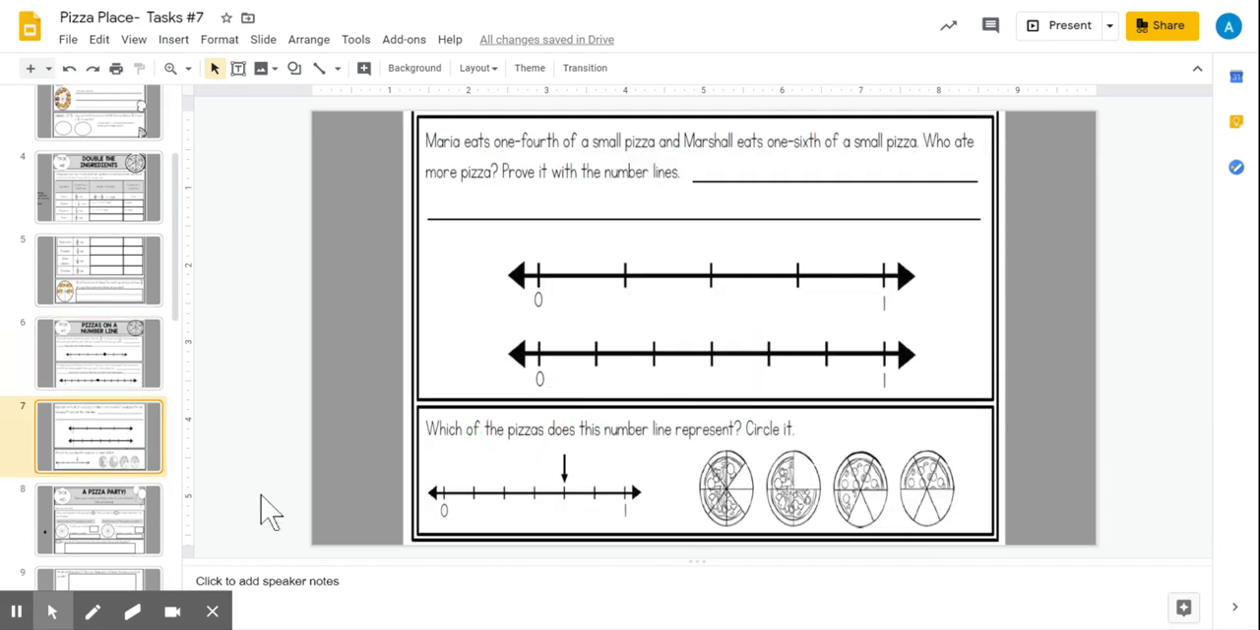All right, and this one, Maria eats 1/4 of a small pizza and Marshall eats 1/6 of a small pizza. Who ate more pizza? So going back to comparing those fractions, so we have 1/4 and 1/6. Before we even look at the number line, think about, we have the same numerators, and so think about your denominators. Which one is bigger, the bigger number or the smaller number? Let you think about that for a second.